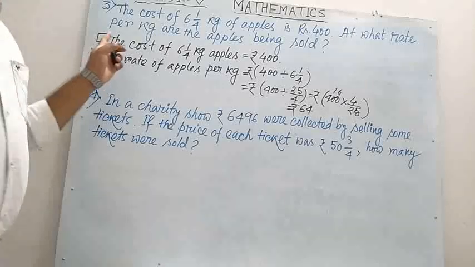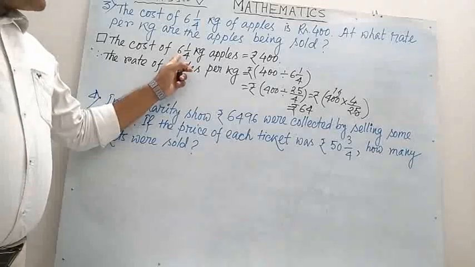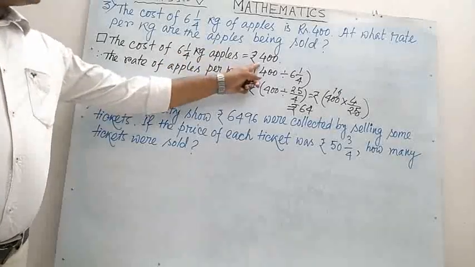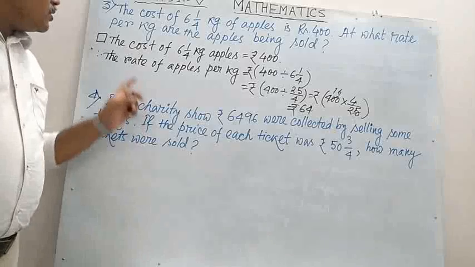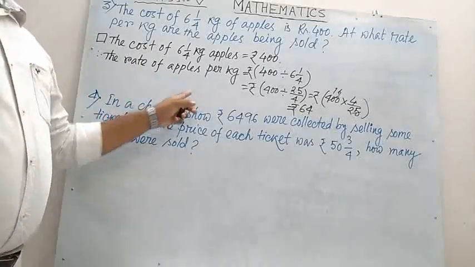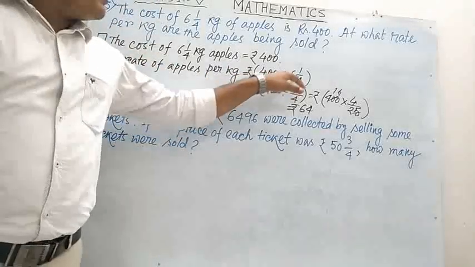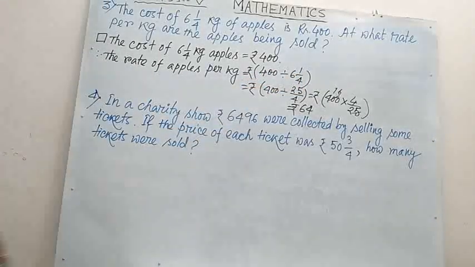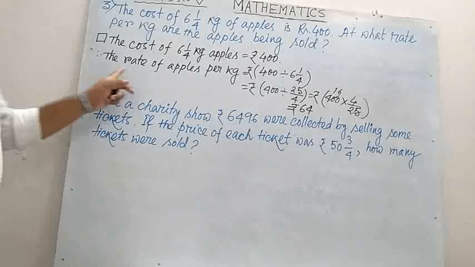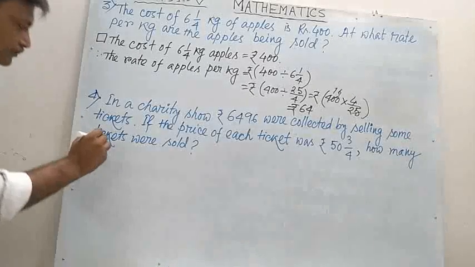That is, here what we have done: total weight 6 wholes of 1/4 kg and total cost 400. So rate of apples per kg means we have to divide the total cost by total weight, that is 400 divided by 6 wholes of 1/4, and we get rupees 64. So the rate of apples per kg is rupees 64. Now to the next problem.